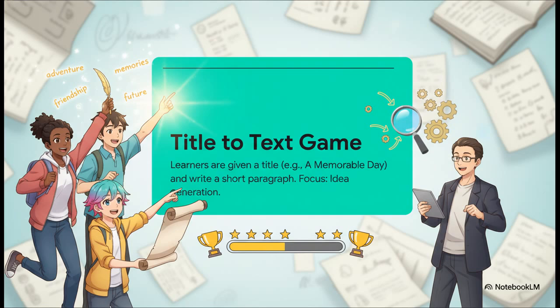Our final composition tool is so simple, but it is incredibly powerful. In the title-to-text game, you just give them a title, like A Memorable Day, and their job is to write a short paragraph that fits that topic. This really encourages them to brainstorm, structure their thoughts around a central theme, and focus on developing relevant content.